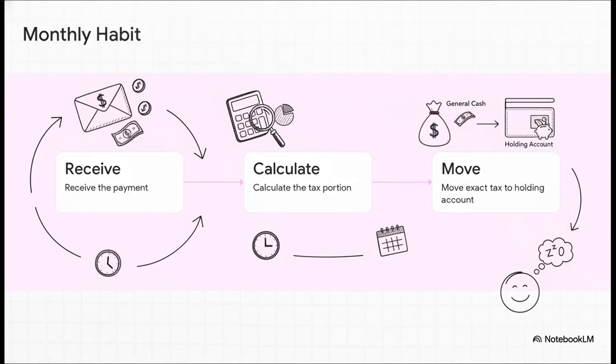To make that physical separation an actual reality, you need to build a rock-solid monthly habit. It's really just 3 easy actions. First, you receive the payment. Second, you calculate the tax portion of that specific payment. And third, you move that exact tax amount to a separate holding account. If you just make this part of your routine, the tax never disappears into your general cash, and I promise you, your stress levels at tax time will drop to 0.